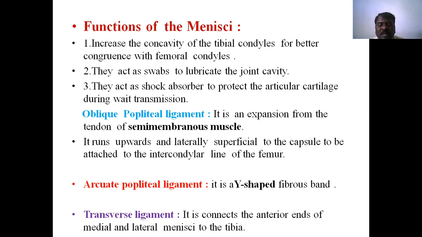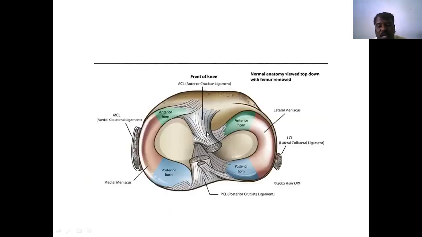The transverse ligament attaches the anterior horn of the lateral meniscus to the anterior horn of the medial meniscus. Two types are there, anterior transverse ligament and posterior transverse ligament. These ligaments give support to the knee joint. See here, anterior cruciate ligament, posterior cruciate ligament. These are the menisci. This is a meniscofemoral ligament, and this is the posterior horn of the lateral meniscus giving attachment to this meniscofemoral ligament. That is the medial collateral ligament, and this is the lateral collateral ligament.